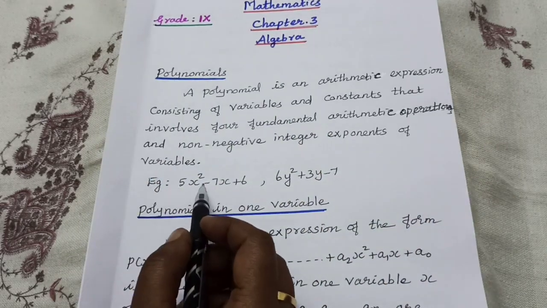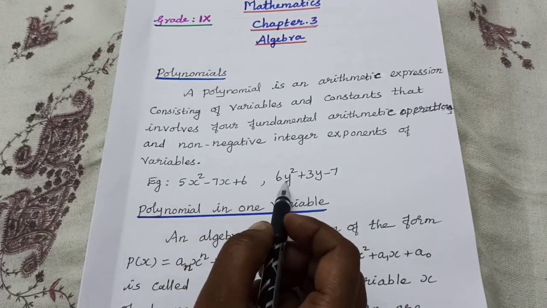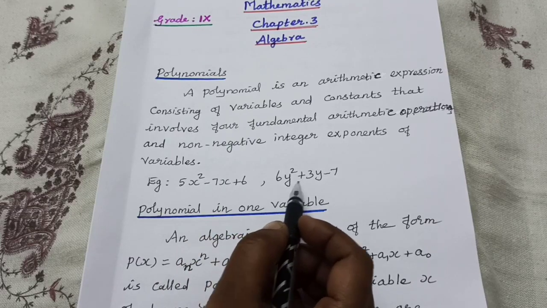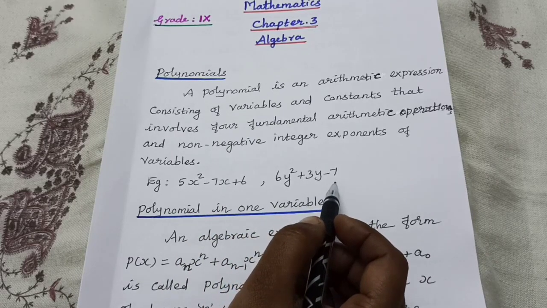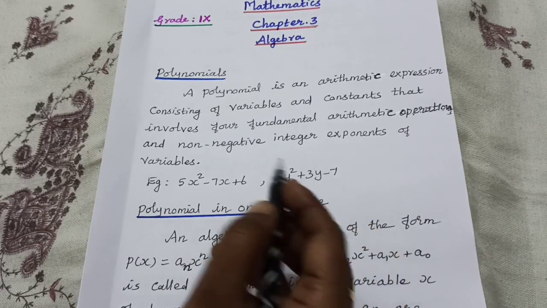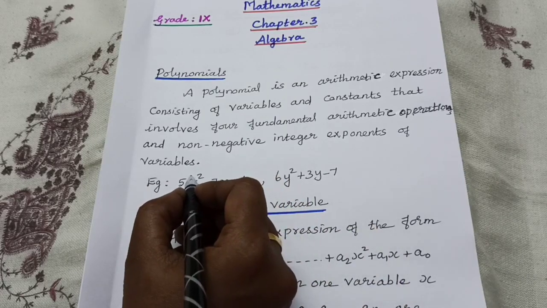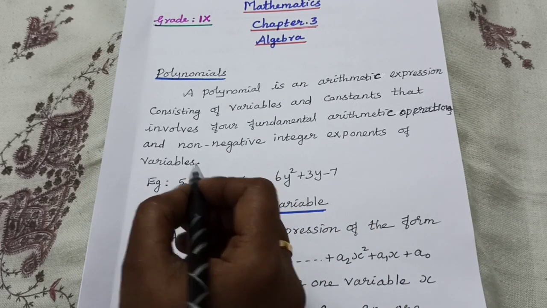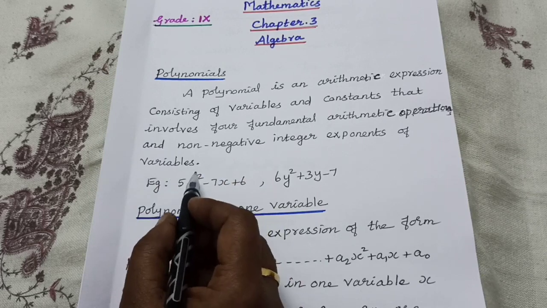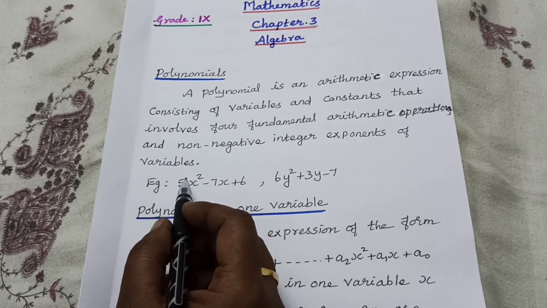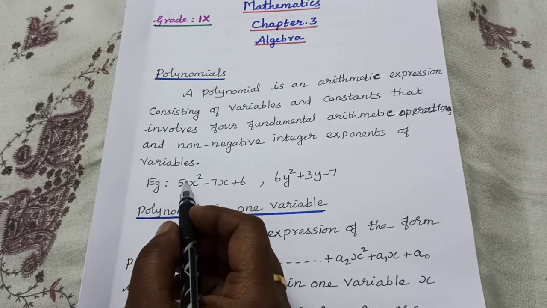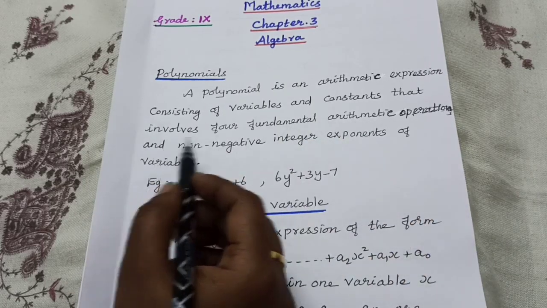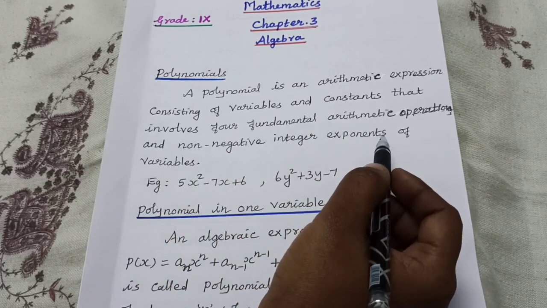For example, 5x square minus 7x plus 6. Another example is 6y square plus 3y minus 7. Suppose here minus 2 is given, meaning this is 5 into x power minus 2. X power minus 2 given means this is not a polynomial. That condition only is given here: non-negative integer exponents.